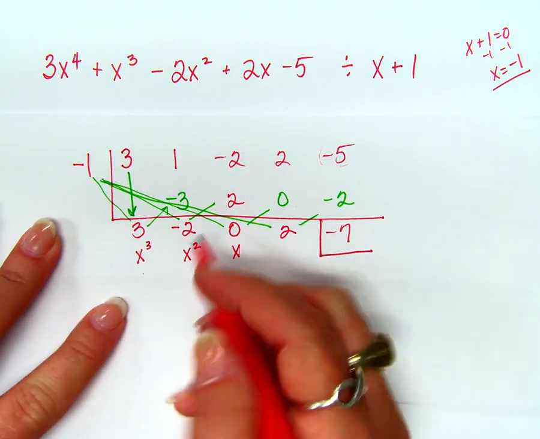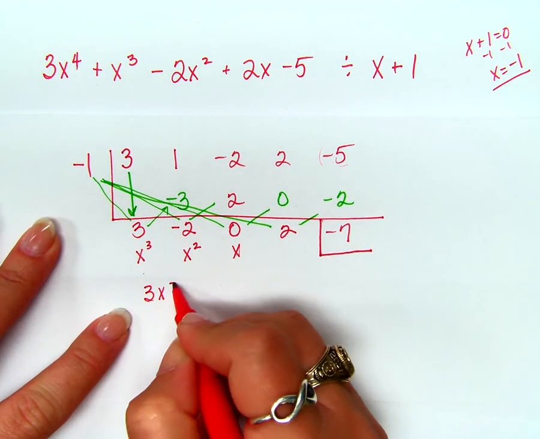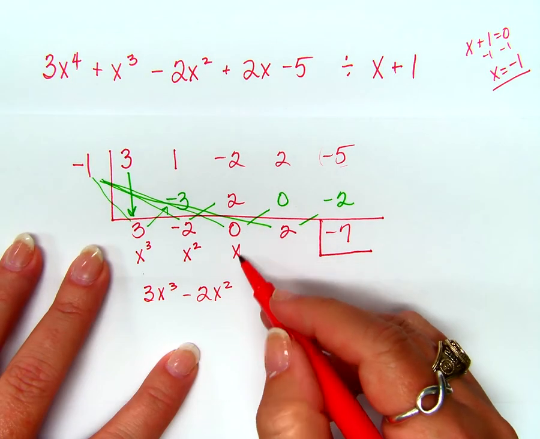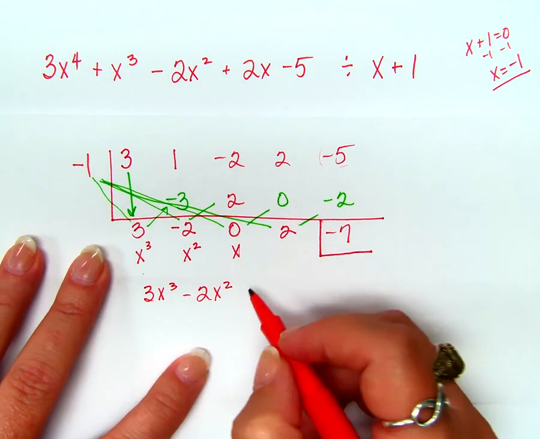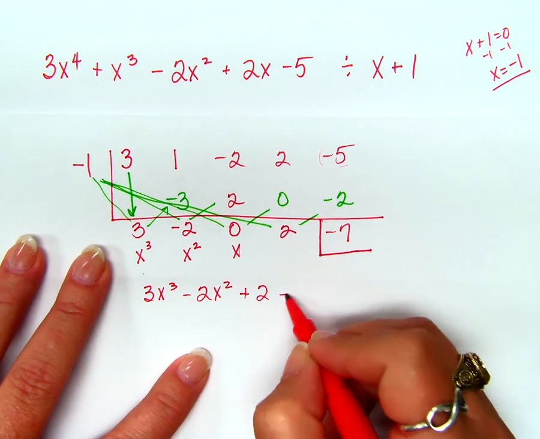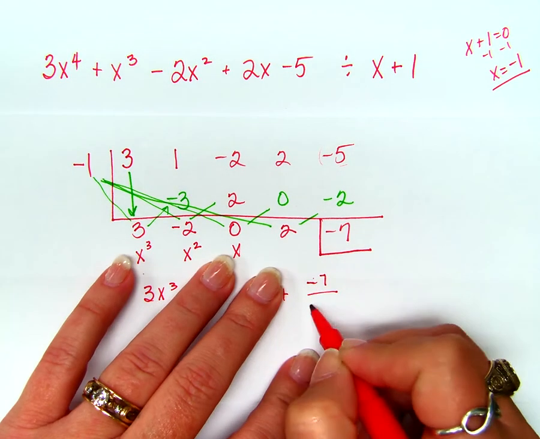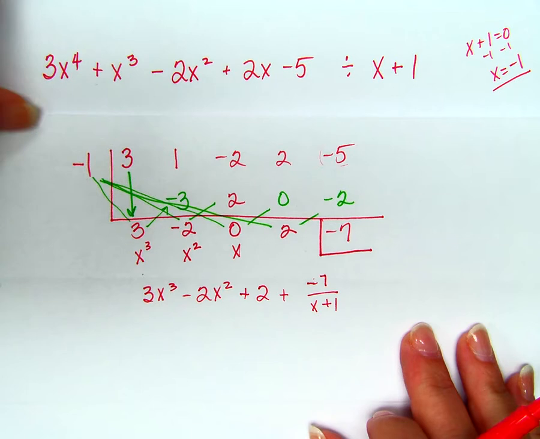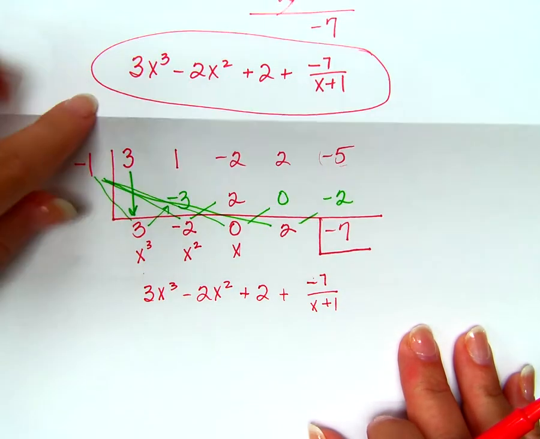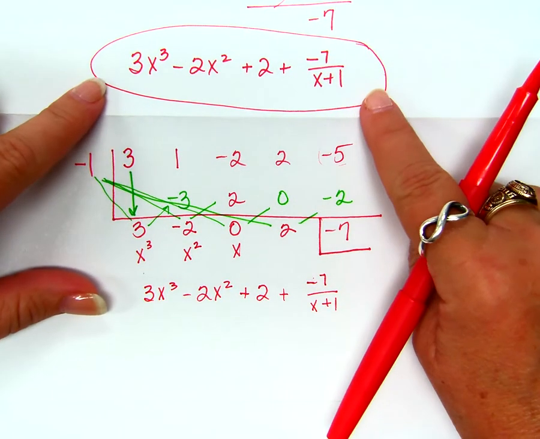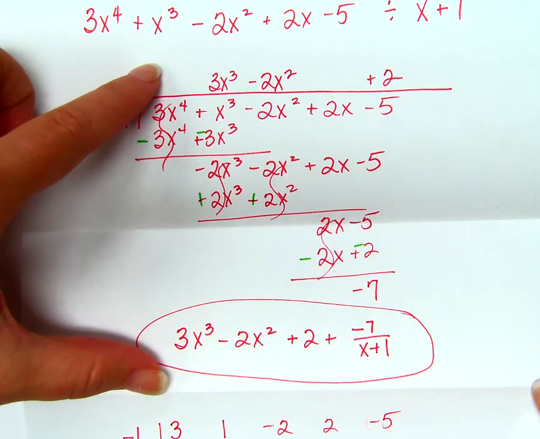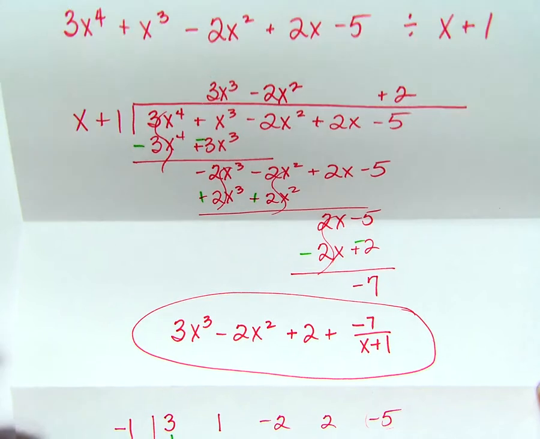So when I write my answer, I have 3x cubed minus 2x squared plus 0x. Do I need to write that? Nah, I can if I want to, but I don't have to. And once again reminding you, that's exactly the same answer we got before when we did long division. It just took us this much room instead of this much room. Okay?